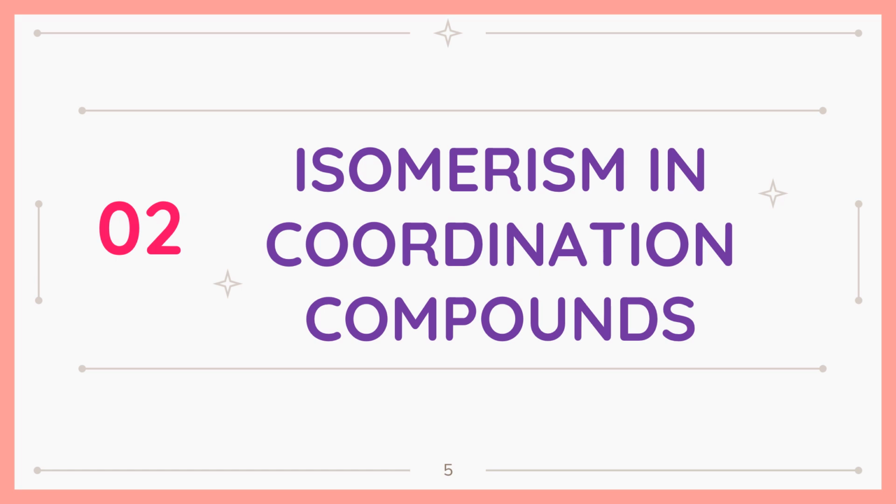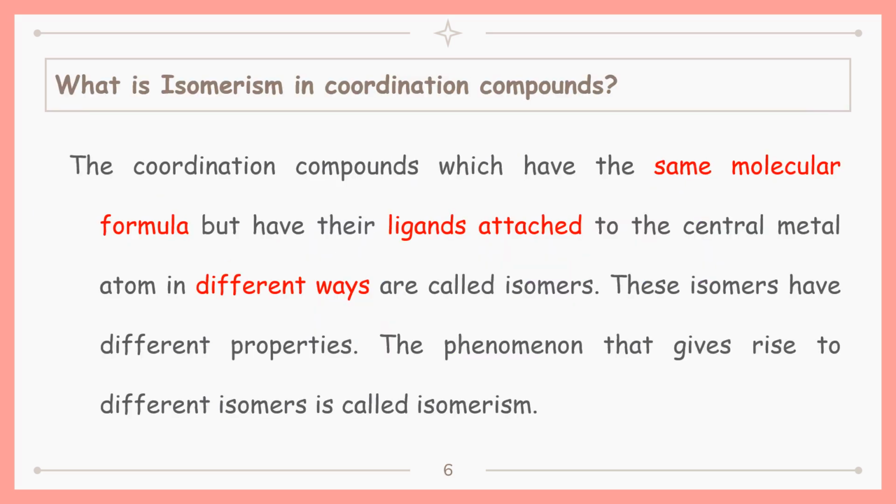Moving on to the second point, isomerism in coordination compounds. What is isomerism? The coordination compounds which have the same molecular formula but the ligands attached to the central metal atom in different ways are called isomers. These isomers have different properties and the phenomenon is called isomerism.